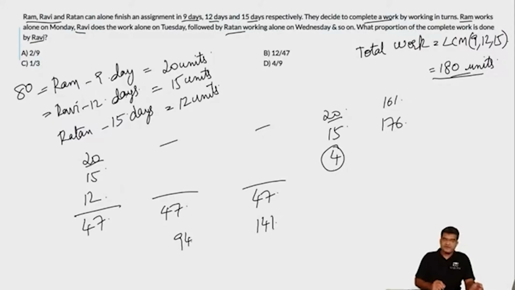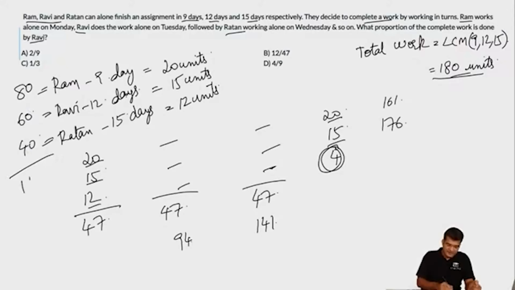What is the total work done by Ravi? It is 15 plus 15 plus 15 plus 15, which is equal to 60. And what is the total work that is done by Ratan? It is 12 plus 12 plus 12, that is 36, plus 4, which is equal to 40. As you can imagine, if you sum up all of these three numbers, 80 plus 60 plus 40 will equal 180, which is the total work that needed to be done.